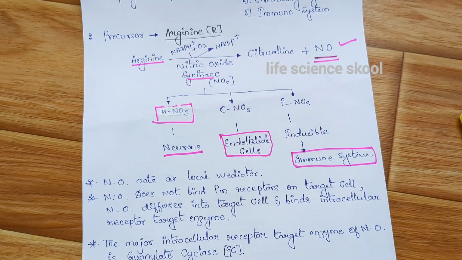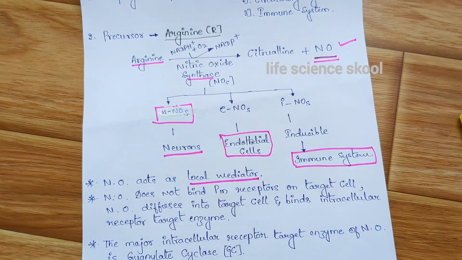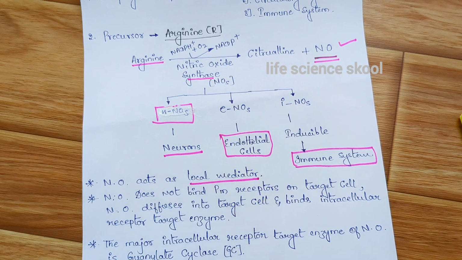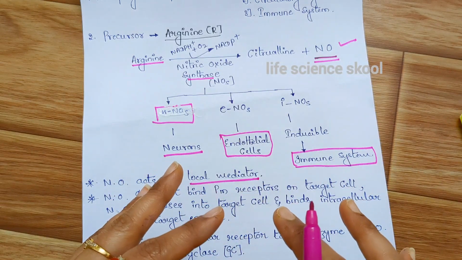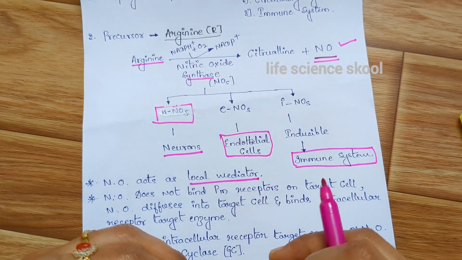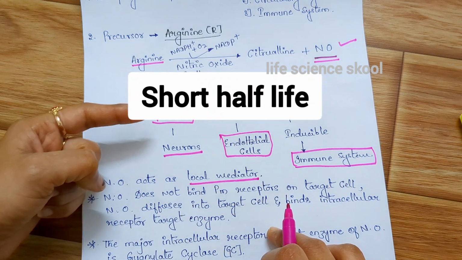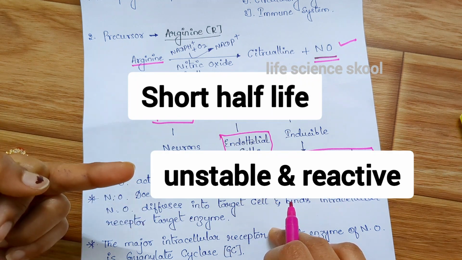Moving on to the next point. Nitric oxide acts as a local mediator. What is this local mediator? You may have an idea about the common English term local, like when they say I'm very local to this area, it is easily available. Its effects are also local because nitric oxide has a short half-life, and second, it is chemically unstable and reactive.